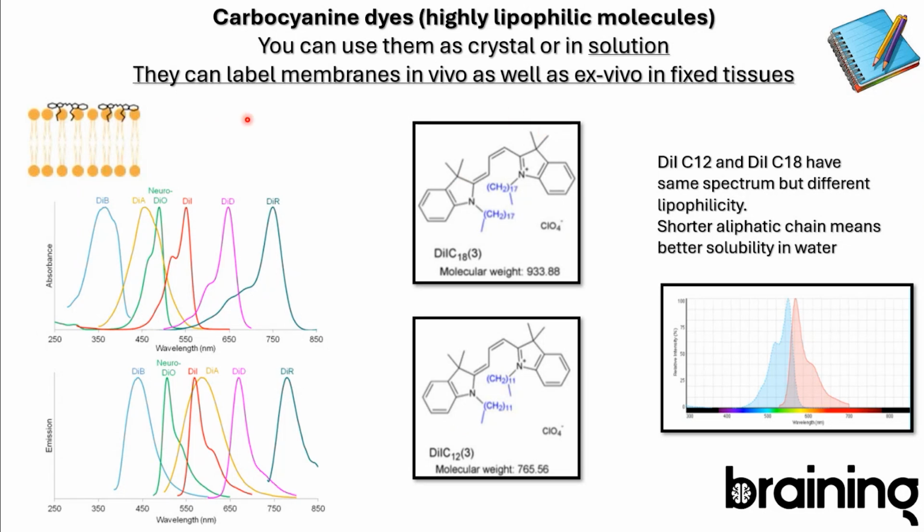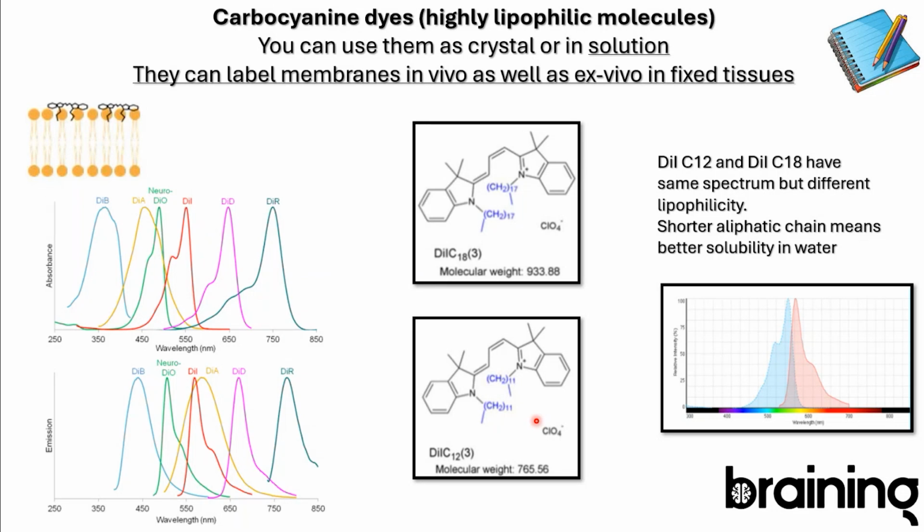We infuse it in living animals, or at least when the animals are sacrificed, to allow the possibility to label in vivo before the final fixation. Make sure that you infuse the dye before fixing the tissue. If you do the opposite, you don't get a proper staining.